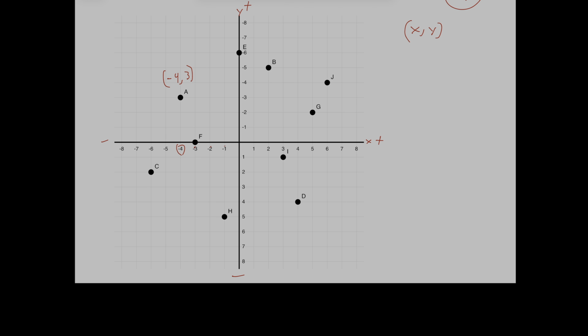Okay, where did B go? Here is B right over here. Let's see. What's its left and right value? The x value is 2. What is its y value? The up and down? A +5.